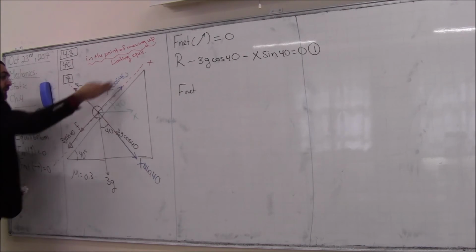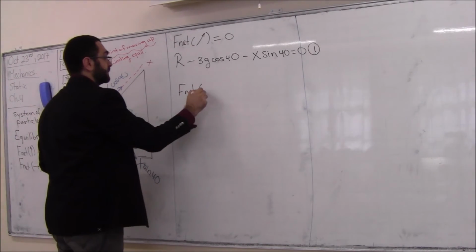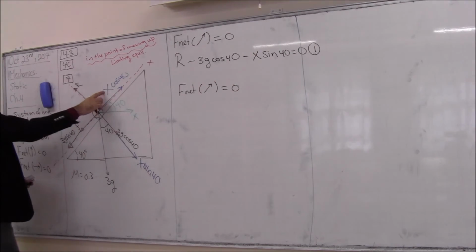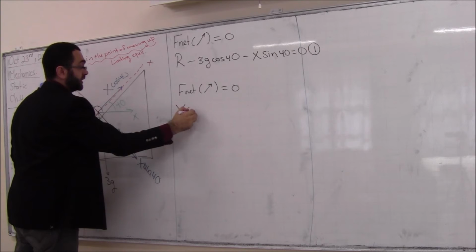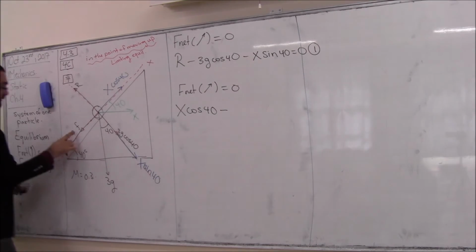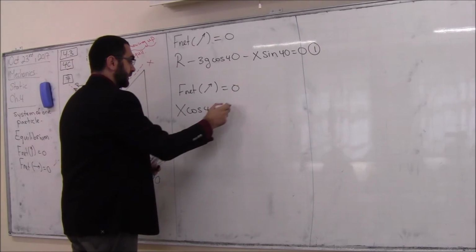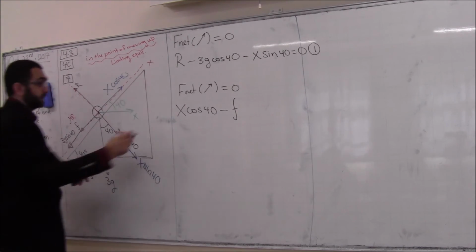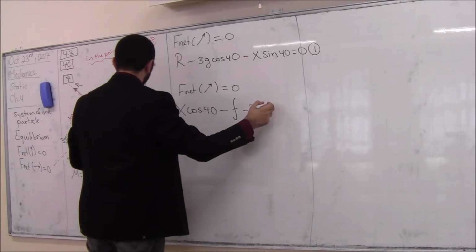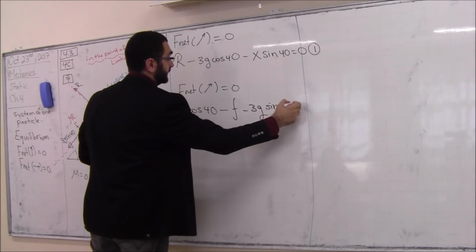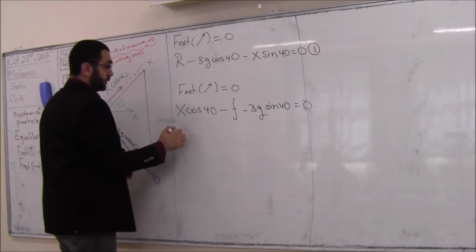Now the other equation from this axis. F net equals 0. What do we have here? x cosine 40 minus friction, right? What is friction? mu R. It's limiting equilibrium. Let's keep it as friction for now and do another step. Friction minus 3g sine 40 equals 0.